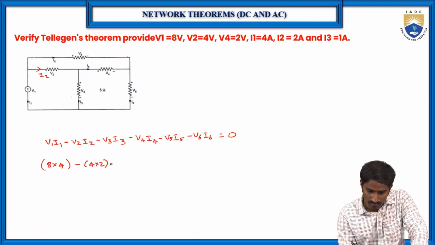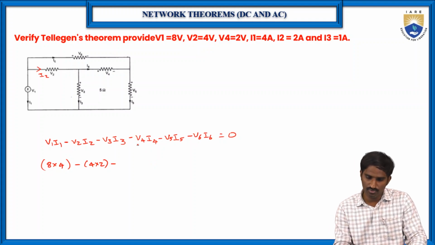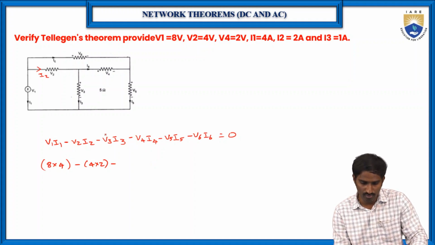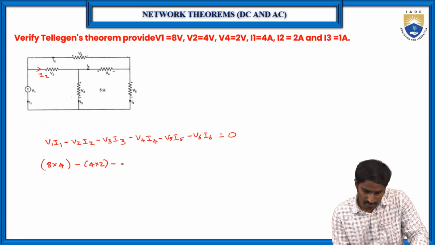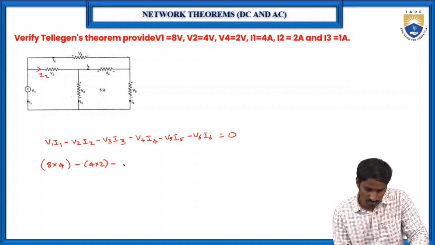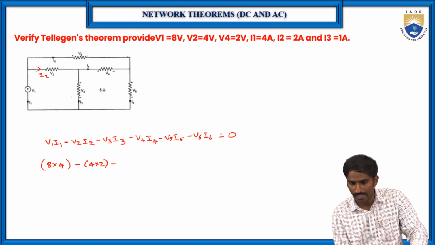Then 4 into 2 minus V3 I3. So here, we don't know the value of V3, even though the resistance here is 5 ohms. Okay, fine. I3 is there.